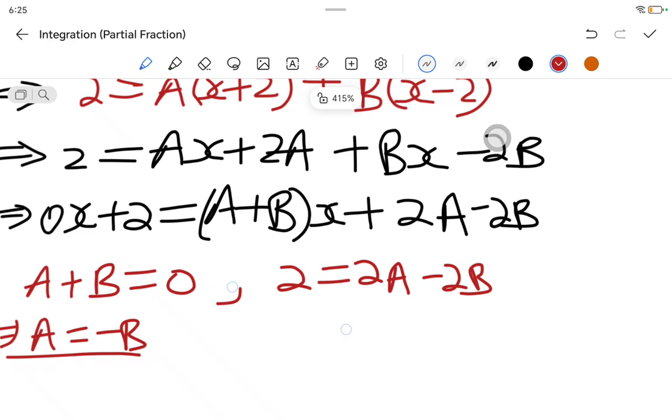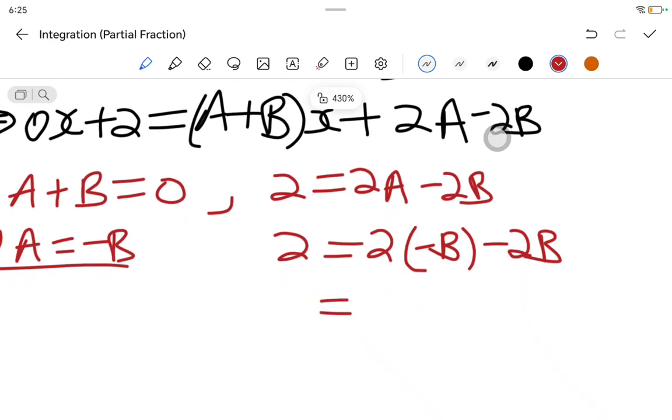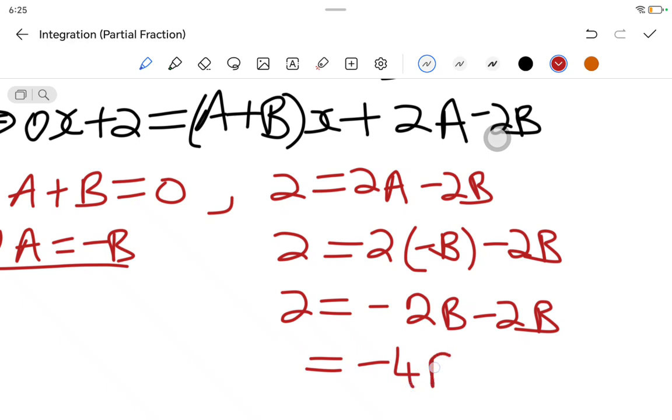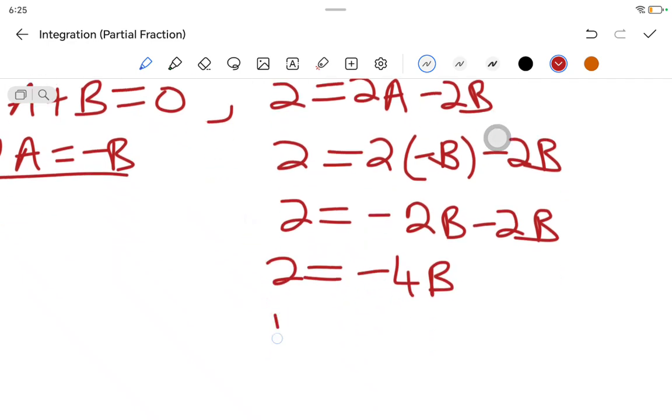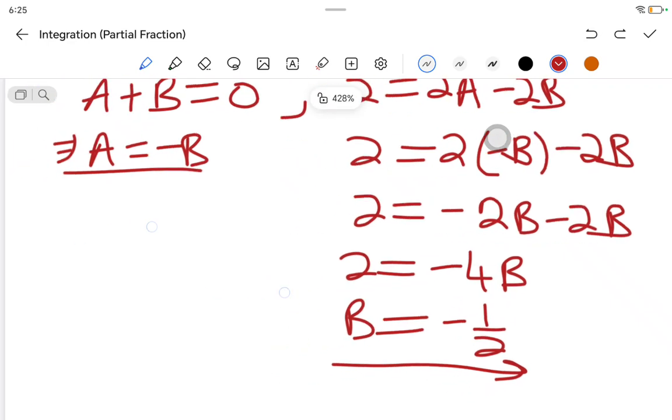So I come here and substitute minus b on a, and get minus 2b minus 2b, minus 4b, which means that b is equal to minus 1 over 2. If b is equal to minus 1 over 2, it means that a will be equal to 1 over 2.